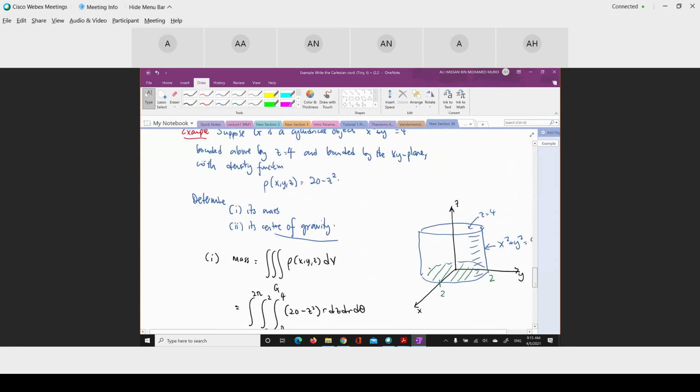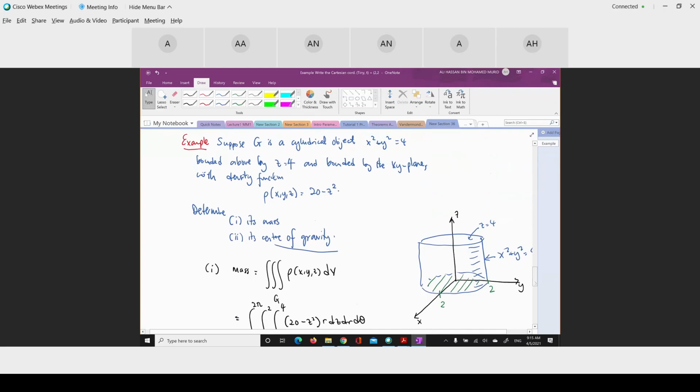Where do you expect the center of gravity here lies? On the z-axis. Due to symmetry, and also look at this density function here. It only depends on z. The density function depends on z, and the cylinder is symmetrical. So we expect the center of gravity lies on the z-axis.